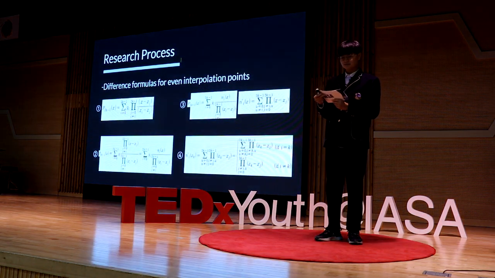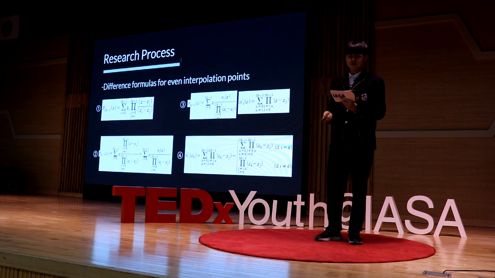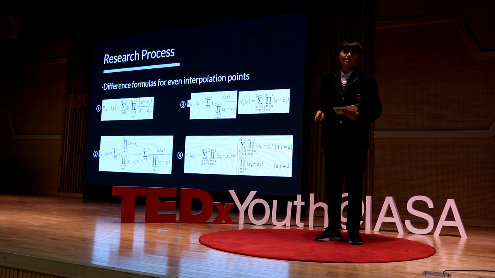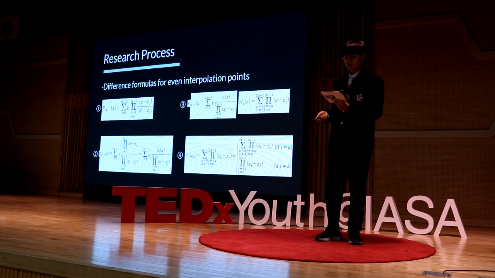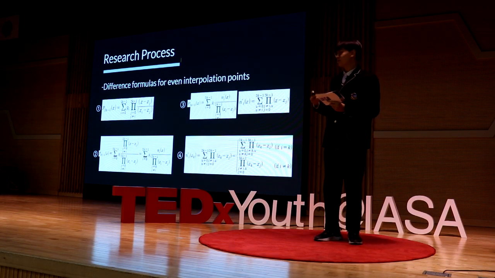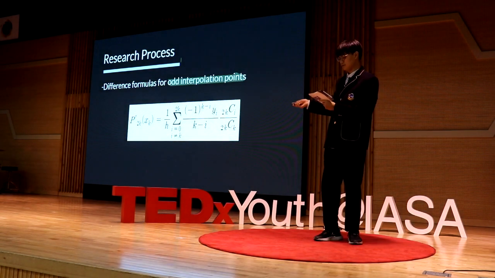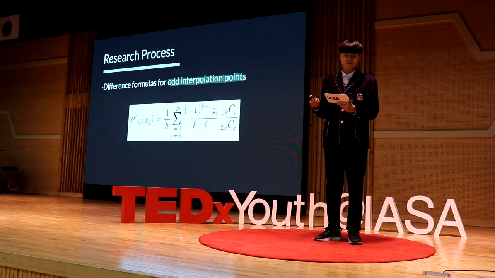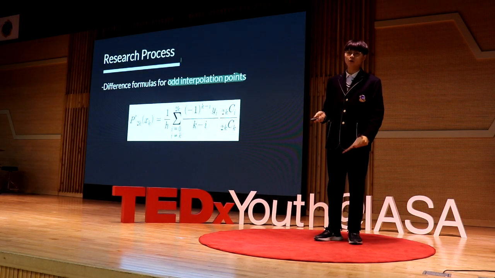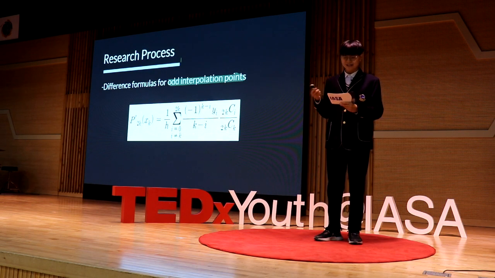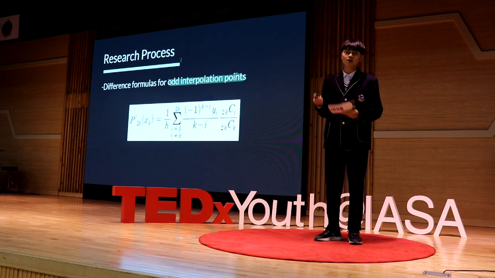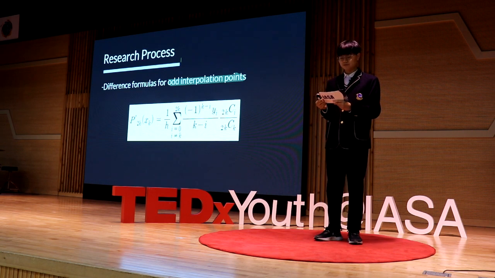In previous studies, the differential of the Lagrange interpolation polynomial was obtained when the number of interpolation points was odd. The differential p'2k of the Lagrange interpolation polynomial with 2k plus 1 interpolation points is as follows. We aim to obtain a differential of the Lagrange interpolation polynomial when the number of interpolation points is even, and finally obtain an improved differential expression using the Lagrange interpolation polynomial for all natural numbers.